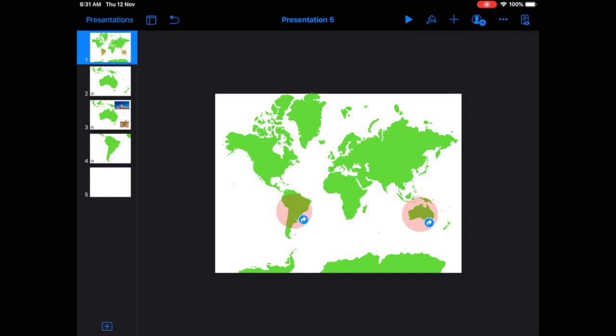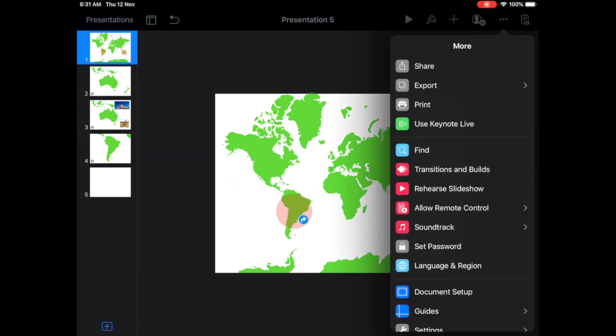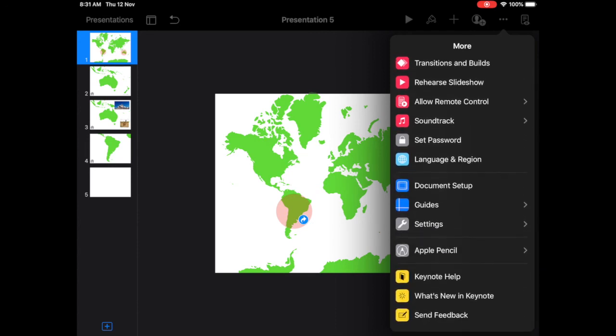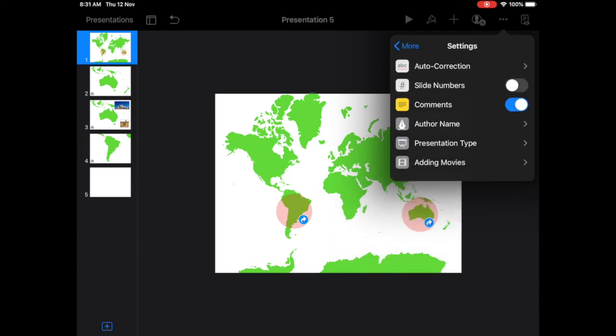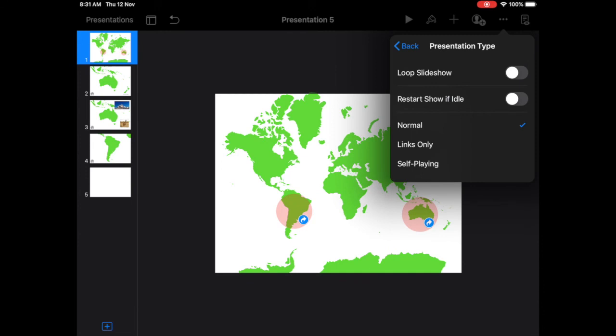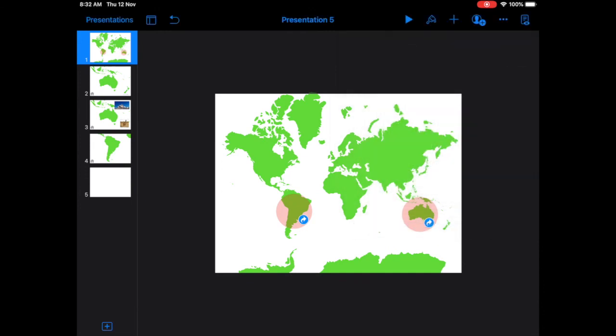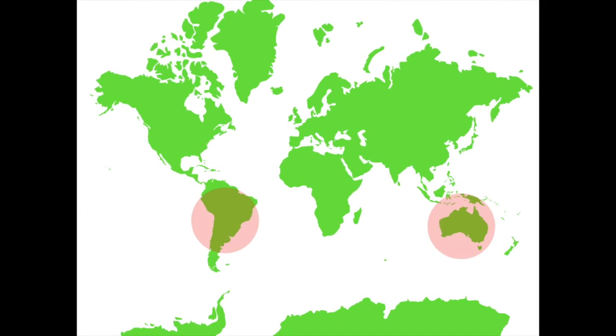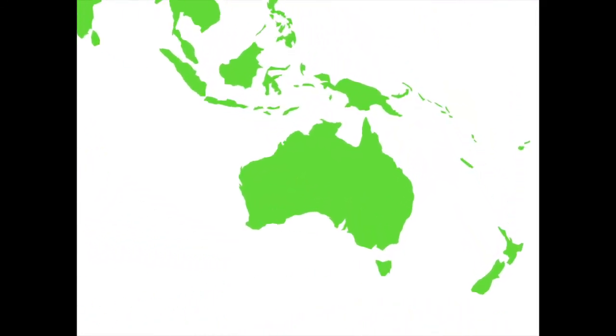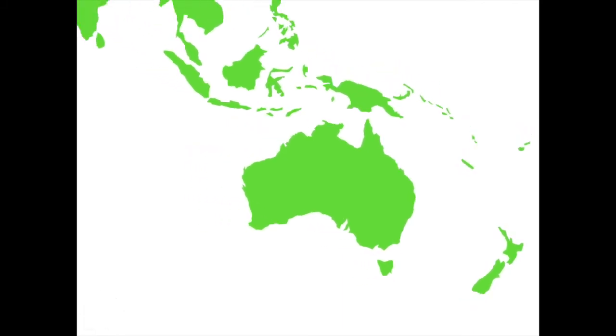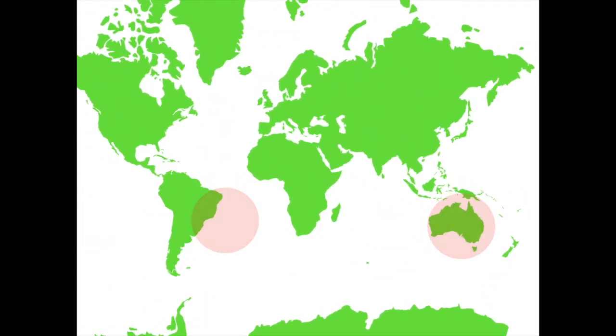Now the last thing I want to do is make sure that someone doesn't click anywhere and it goes to the next slide. So I go to the three dots at the top. I can go down to where it says settings. I want to say presentation type and say links only. So now with links only, if I push play and I tap anywhere, I'm not going to be able to move. I can only move if I tap on a link. But this means that you have to have a link on every single page.